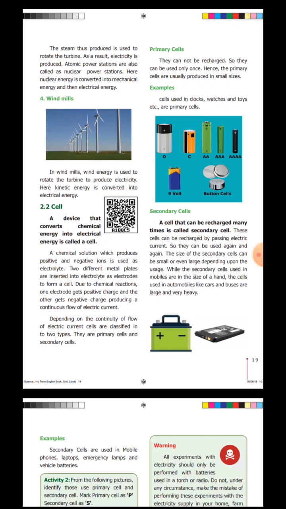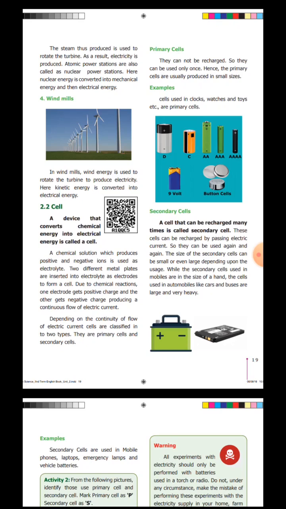They are classified into two types depending on the continuity of flow of electric current in the cells. So what are the two types of cells, children? There are primary cells and secondary cells. Okay, let us discuss the primary cells. They cannot be recharged, so they can be used only once. Hence the primary cells are usually produced in small sizes. Example: cells used in clocks, watches and toys are primary cells.